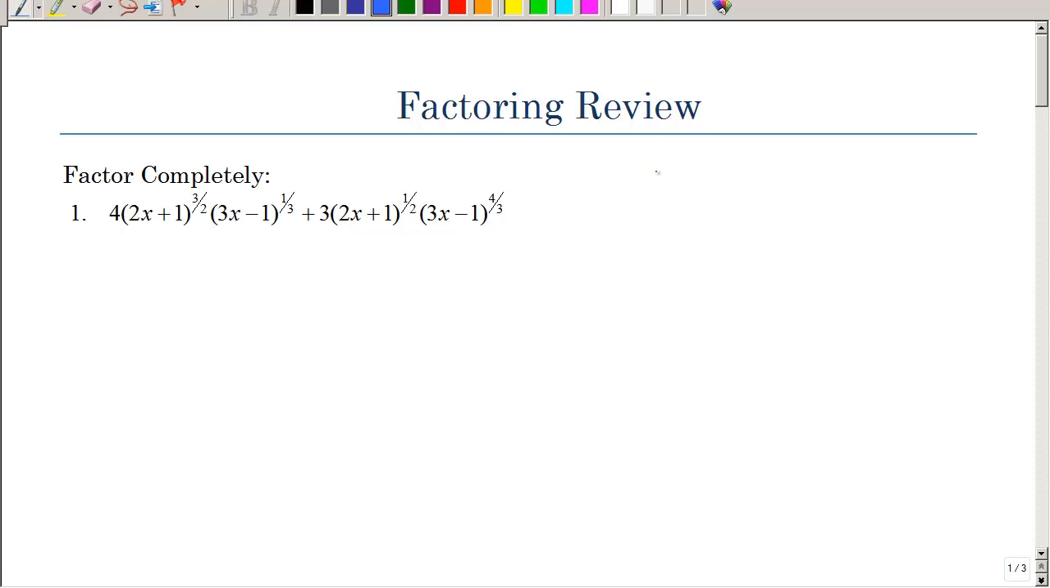I know you remember your greatest common factor, and you go, well, that was something easy. But have you ever seen anything like problem 1? And I ask you to factor it. Believe it or not, you're going to look for what's called the greatest common factor. So if you look at these two groupings, here and here, do they have anything in common? Well, yes, they have a 2x plus 1 factor, and they have a 3x minus 1 factor in common.